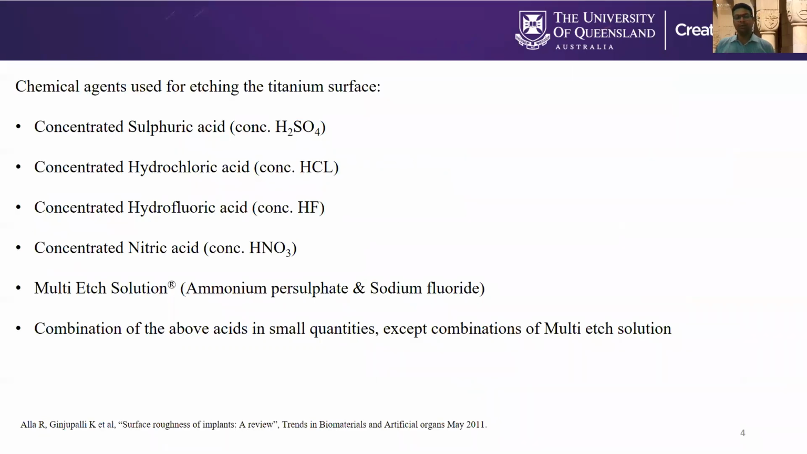The various agents used for etching the titanium surface are either concentrated sulfuric acid, concentrated hydrofluoric acid, concentrated hydrochloric acid, or concentrated nitric acid. Currently, the most used one is the multi-etch solution that contains ammonium persulfate and sodium fluoride. In the past, a lot of studies have been carried out where various combinations of these acids have been done, although none of them have been combined with multi-etch solution, as multi-etch solution itself is a strong etching agent.